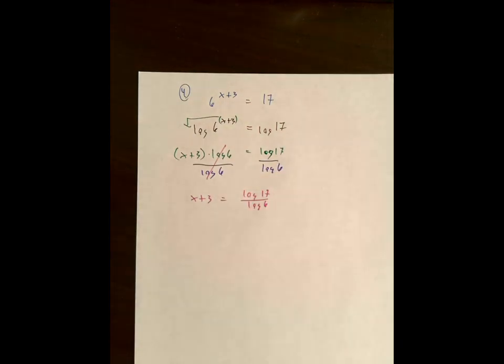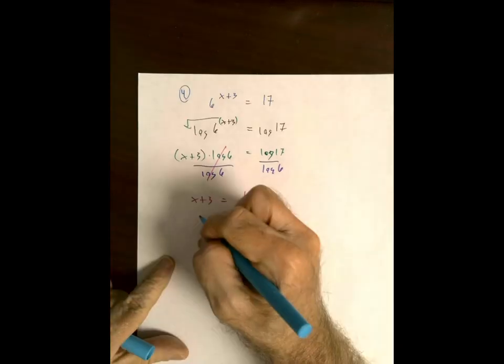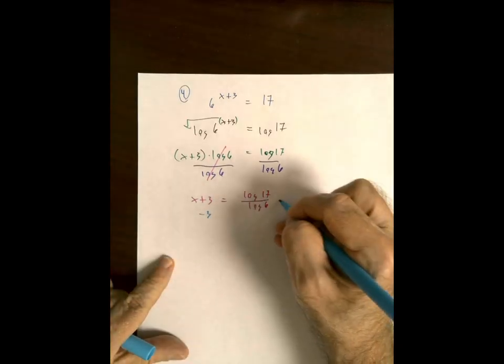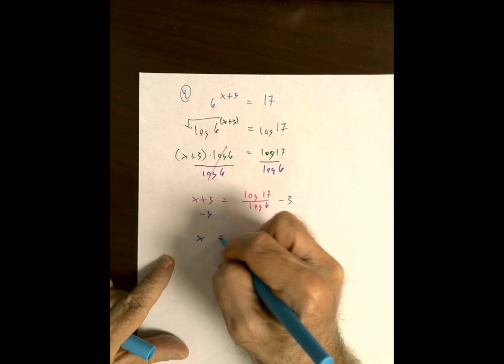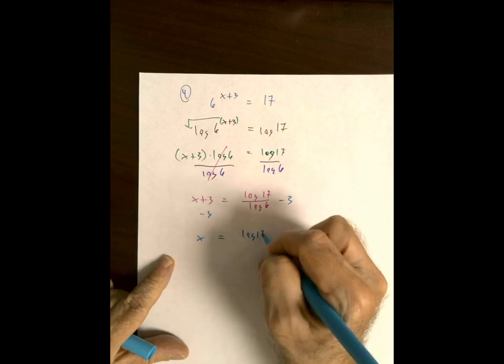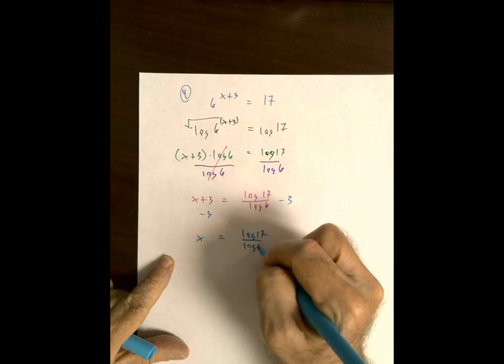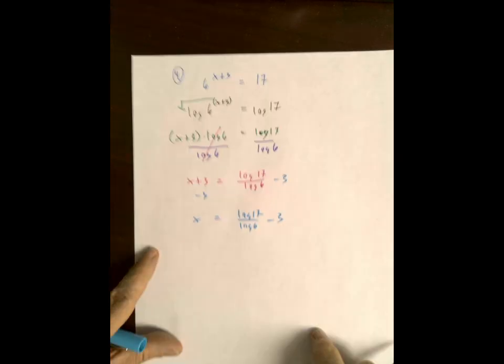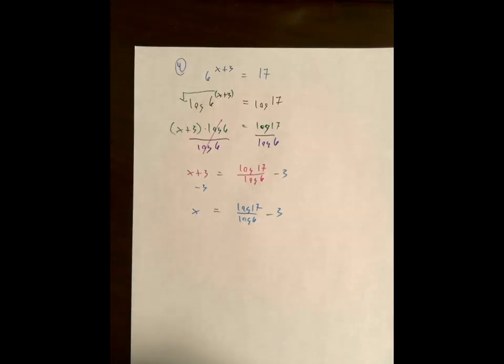And I won't bother to evaluate on the calculator. We'll just leave the final answer like this: whatever log 17 divided by log 6 is, minus 3. And then again, if you're curious, you can run through that on the calculator. Okay, all right, so that's kind of how that goes.